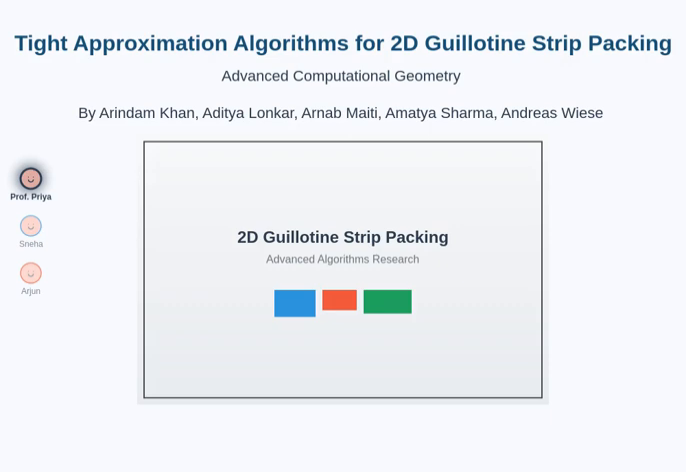Today we're exploring groundbreaking research on tight approximation algorithms for two-dimensional guillotine strip packing by Arindam Khan, Aditya Lonkar, Arnab Maiti, Amatya Sharma, and Andreas Wiese.